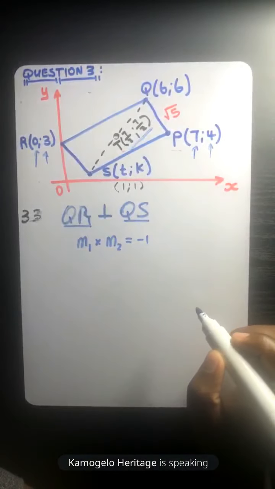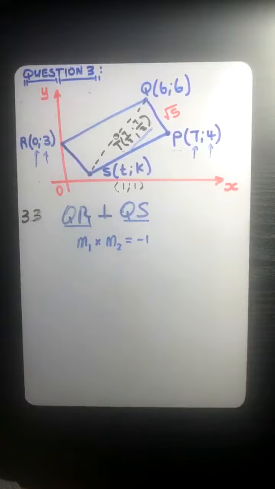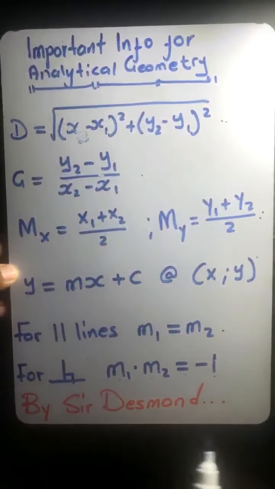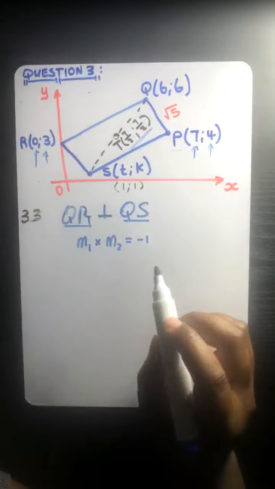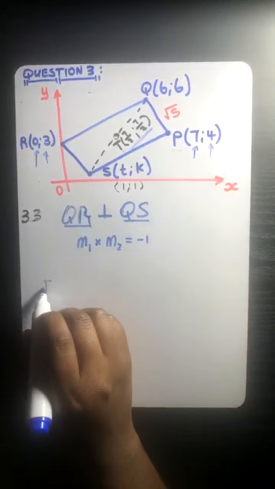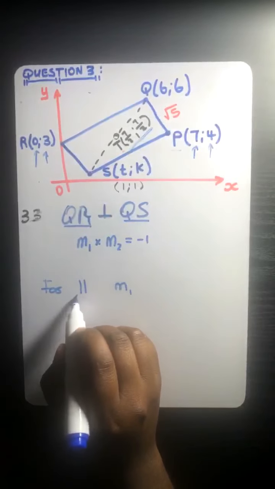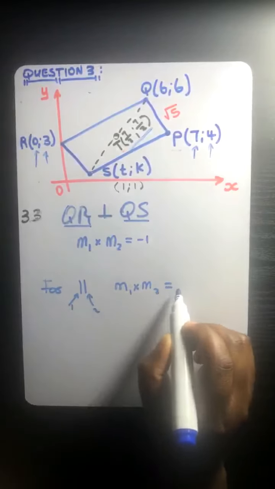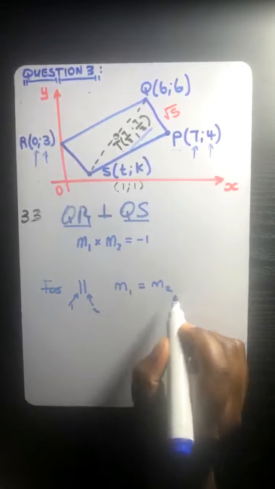So let's see. Two lines can either be parallel or perpendicular to each other. So let me explain this part. As you are dealing with this type of question, expect a question where they might talk about perpendicular or parallel lines. Let's say this is line 1. So the gradient of line 1 times the gradient of line 2. For parallel lines, their gradients are equal.